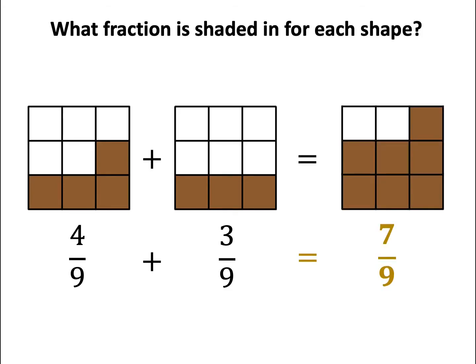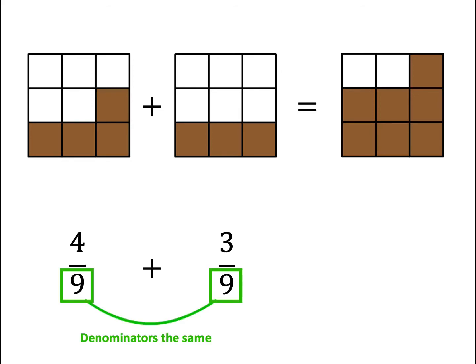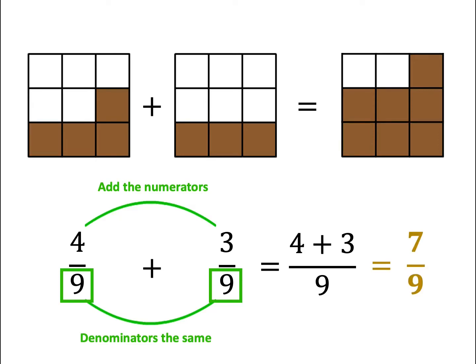Some of you may have realized that you don't need to always visualize and count the shaded parts to get the answer quickly. Looking at the denominators, if they are the same, when adding or subtracting fractions, this value doesn't change, and the numerators get added together. 4 plus 3 equals 7. Therefore, the final answer in the question is 7 out of 9.